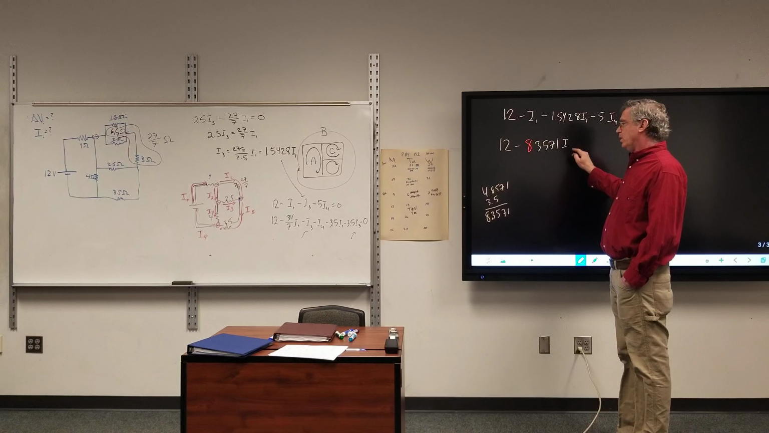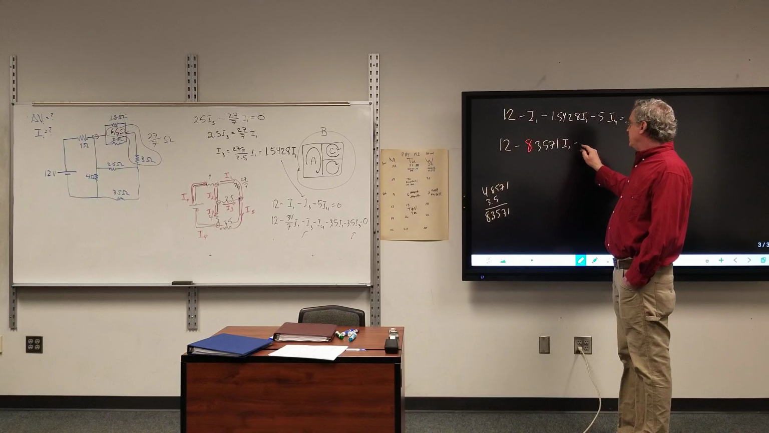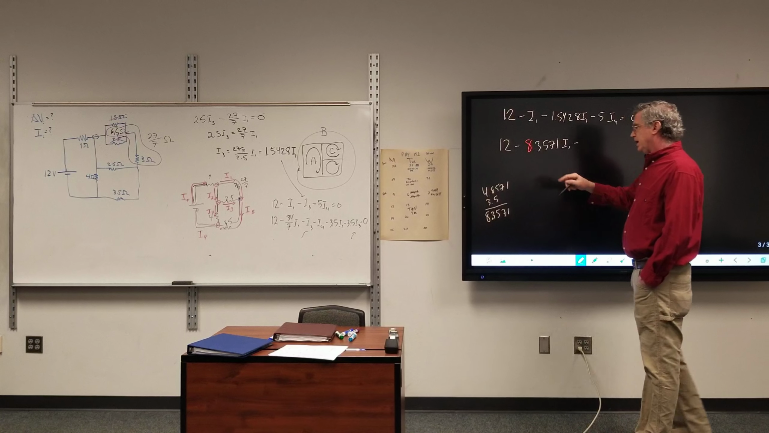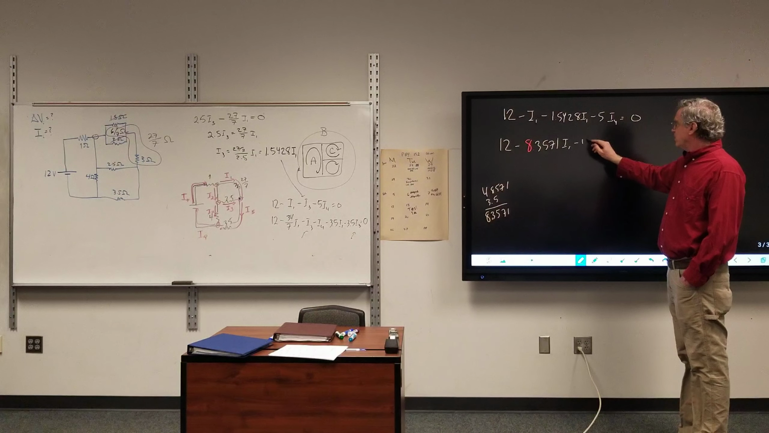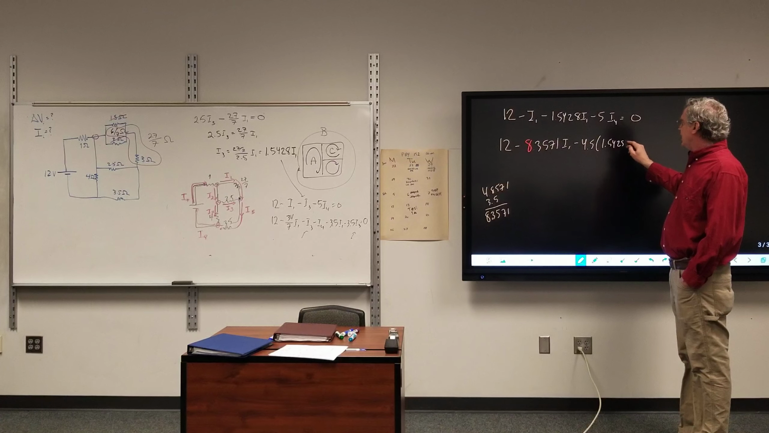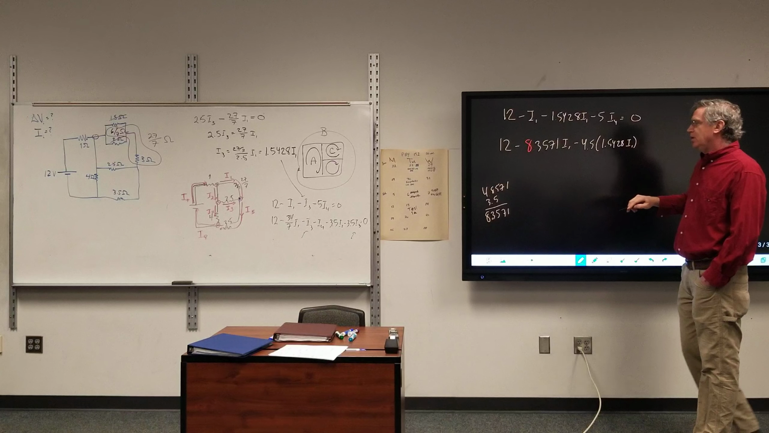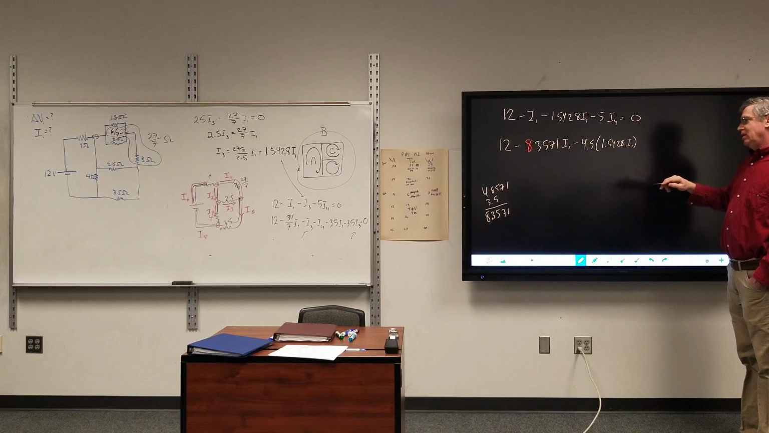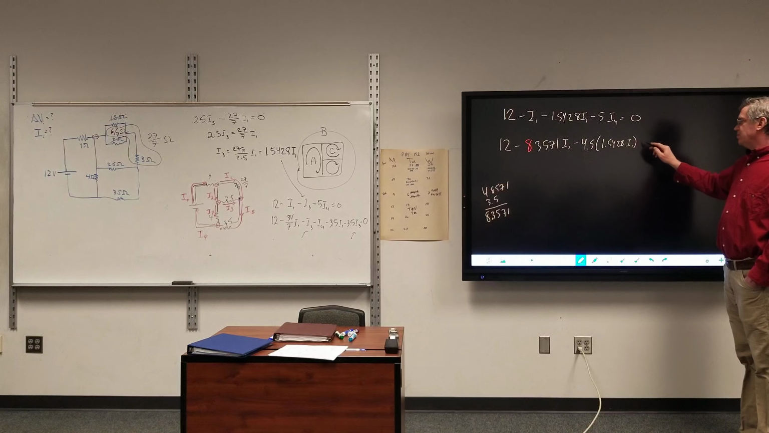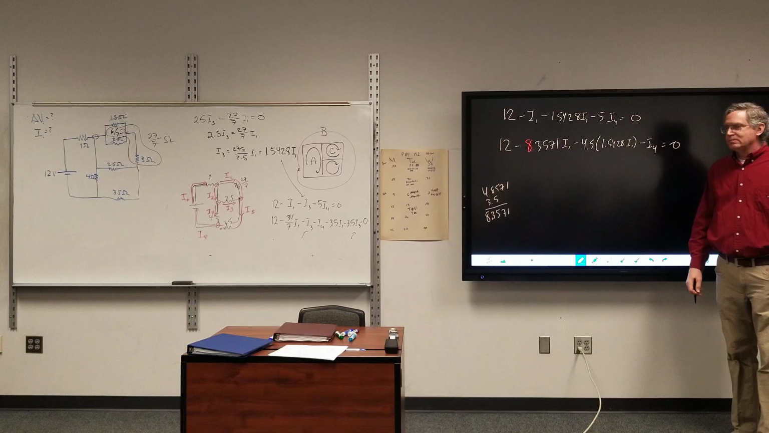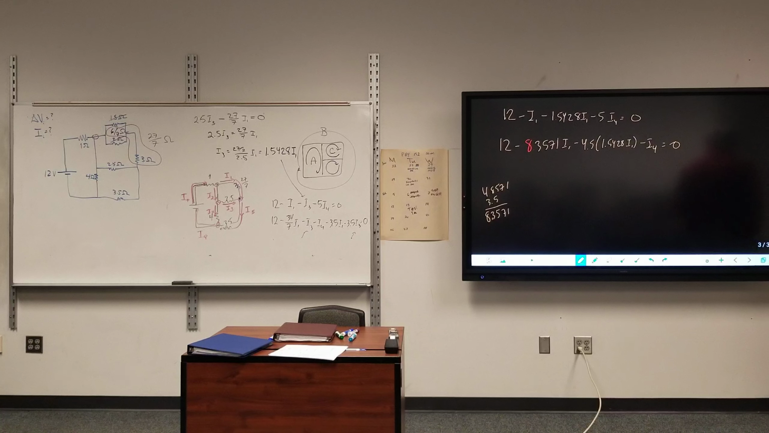8.3571 I1, minus, I have 4.5 I3s, so minus 4.5 times 1.5428 I1. Those are my I3s, minus I4 equals 0. We're now down to two equations, two unknowns.